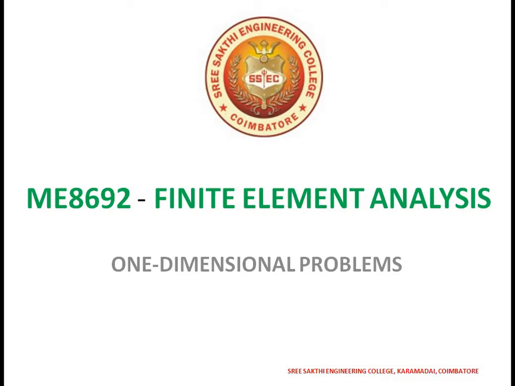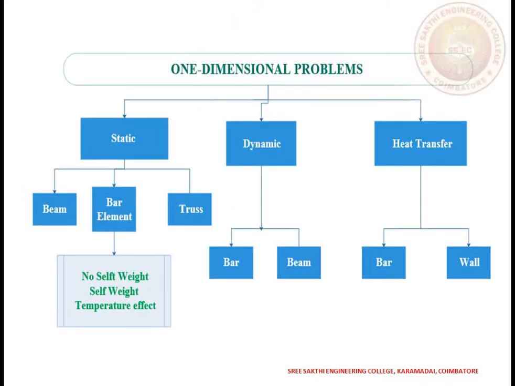So when we are considering only one axis, here the x axis, and applying the load, one parameter is varying, while y and z are 0. That type of problem is called a one dimensional problem. So in this unit we are going to discuss these parameters, that is, one dimensional problems.